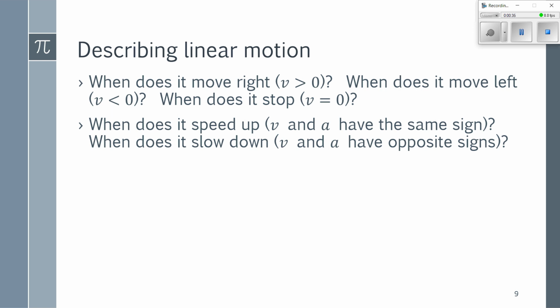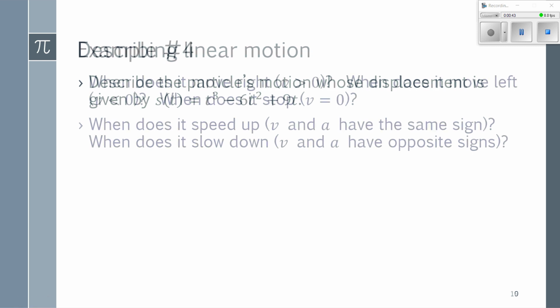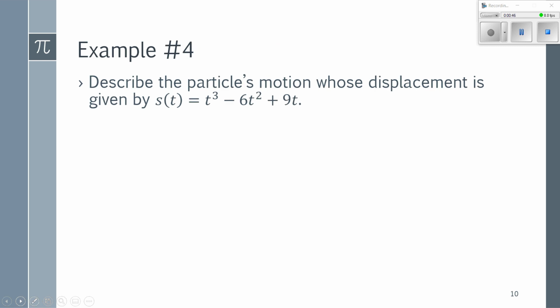So this is easiest to discuss with an example. So we want to describe a particle's motion whose displacement is given by our cubic function t cubed minus 6t squared plus 9t. So I always start with dealing with the whole idea of left and right and stopped. So to do that, I first need the velocity, which is the derivative of displacement. So that's 3t squared minus 12t plus 9.